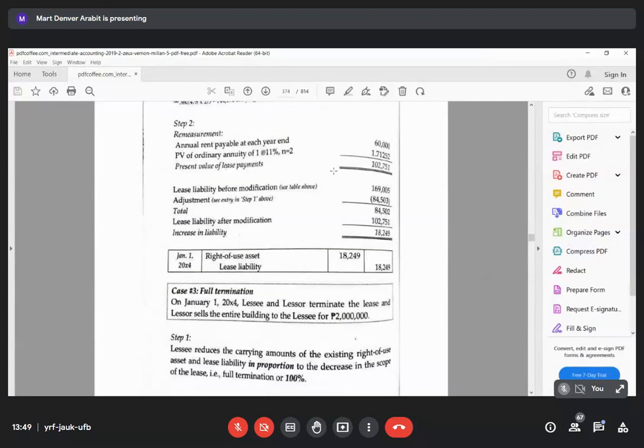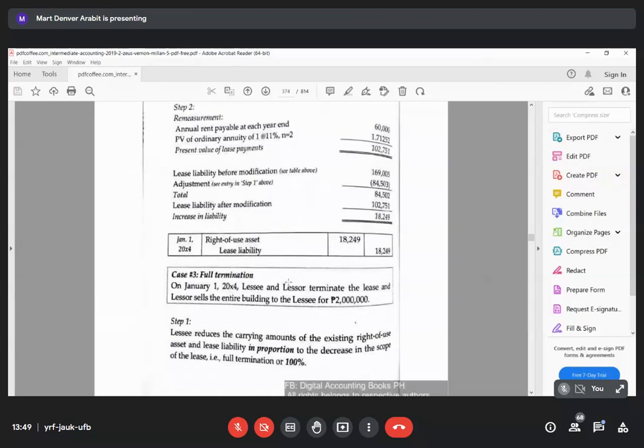So case number 3, full termination. On January 1, 2024, lessee and lessor terminate the lease, and the lessor sells the entire building to the lessee for 2 million.